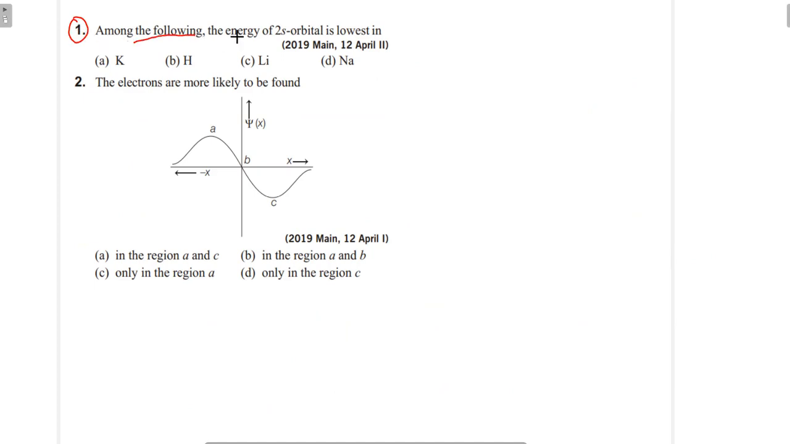Among the following, the energy of the 2s orbital is lowest. See, what is the formula for energy? Energy equals n square by z square, of course with a minus sign. So when the atomic number is increasing, indirectly E is increasing when z is increased, because this is a negative value.